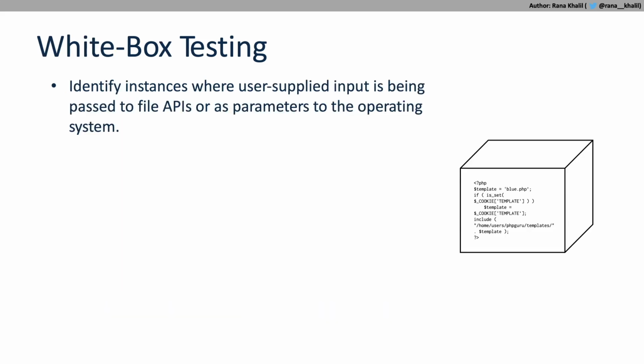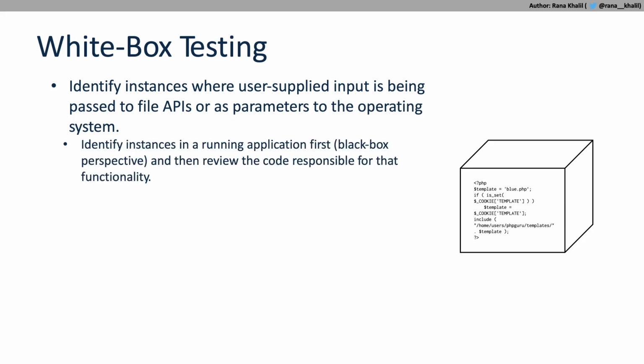Let's move on to the white box perspective. The first thing that you want to do here is identify all instances in the application where user-supplied input is being passed to file APIs or as parameters to the operating system. This can be done in many ways. The first way that you could do that is a mixture of both black box testing and white box testing. This is the method that I personally apply when an organization gives me access to a running application and the underlying source code for the application.